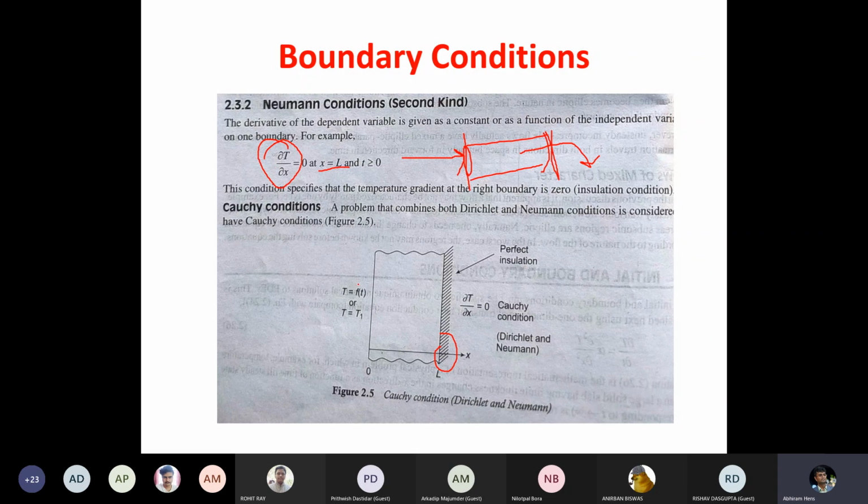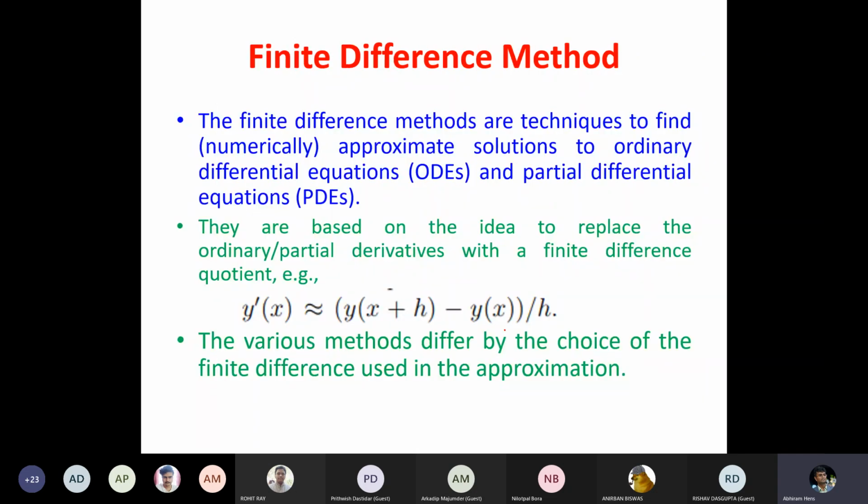And if there is a mixture of these Dirichlet and Neumann conditions, then that kind of boundary condition is called Cauchy's condition. Like this, on the left hand side a Dirichlet condition is given, and on the right hand side it is a Neumann boundary condition. So these two types of boundary conditions are generally encountered in most applications. With this knowledge, now we will move towards the finite difference method.